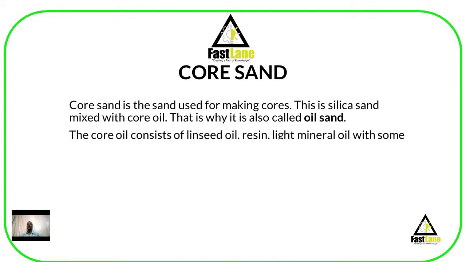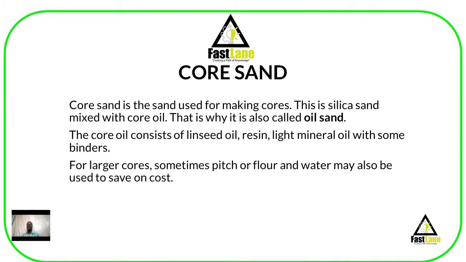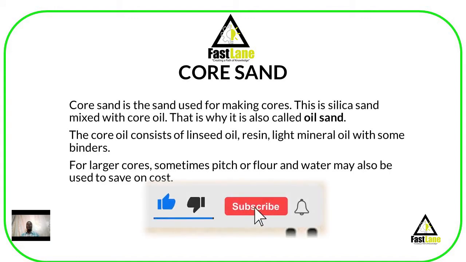The core oil consists of what we call linseed oil. It consists of resin, it can consist of light mineral oil with some binders. We need to know that for larger cores, sometimes we use either pitch or flour, and water may also be used to save the cost. So you find that core sand, its main function is to create what we call the cores. Those are some of the different types of molding sand.